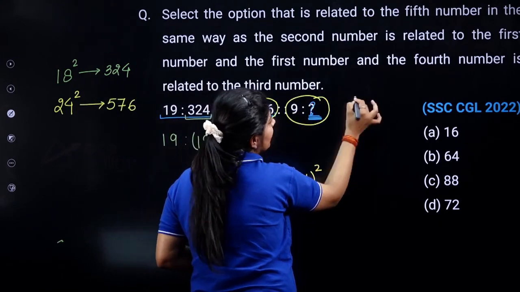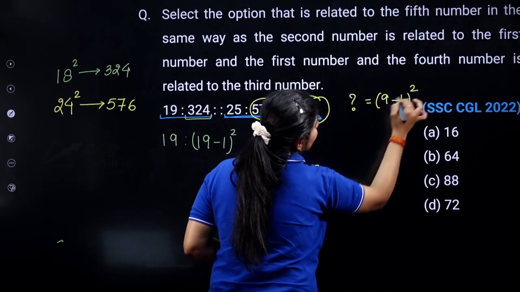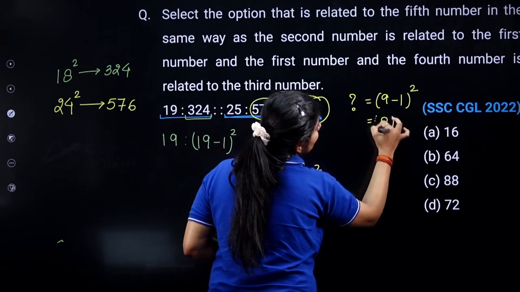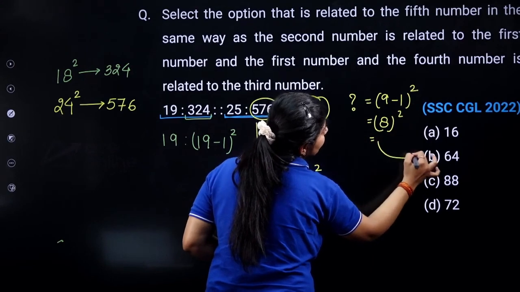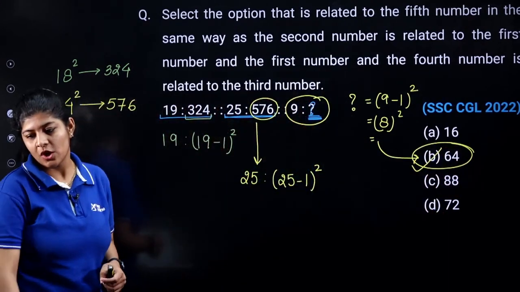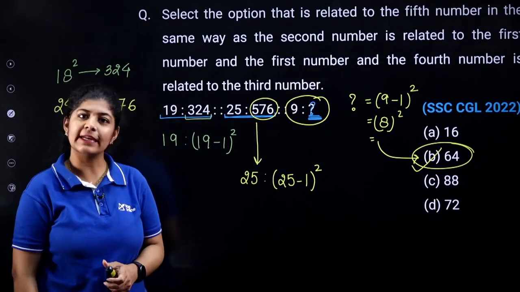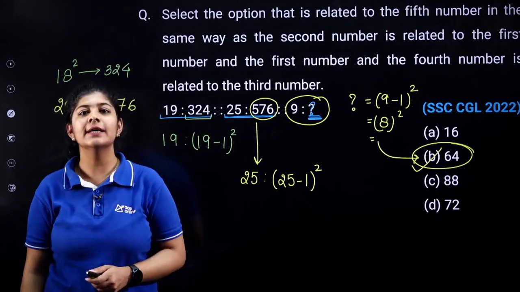9. So the value of question mark is nothing but 9 minus 1 square. So this is nothing but 8 square. And what is the square of 8? That is 64. Option number B is the correct one. Very good, Joseph. Very good, Yashwan. The correct answer over here is your option number B.